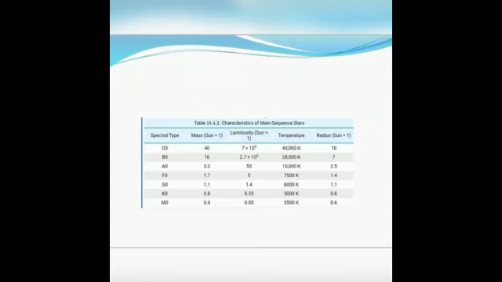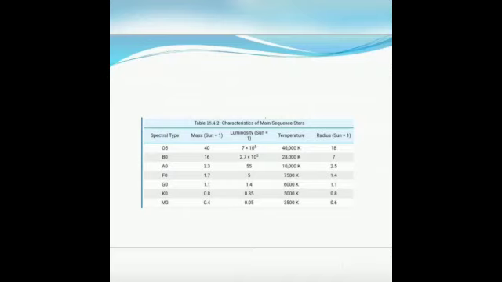So that makes it very easy to understand what is the temperature of a particular star, and what might be the luminosity, the absolute magnitude, and the color. These are some examples of what the radius might be for different temperatures. So that's all. Thank you.